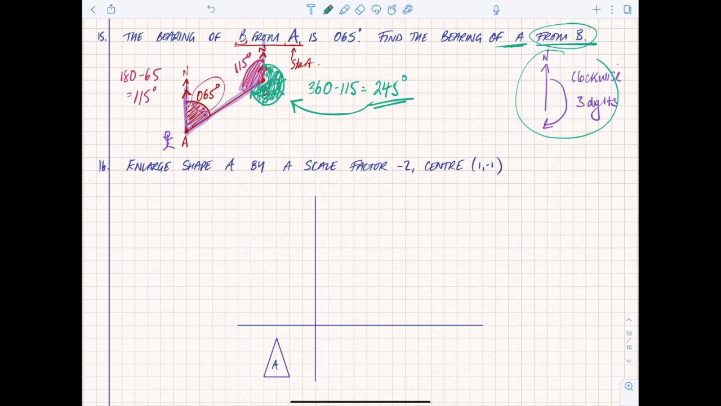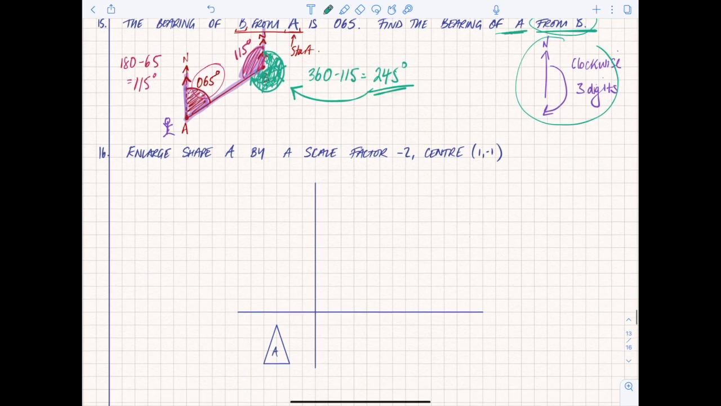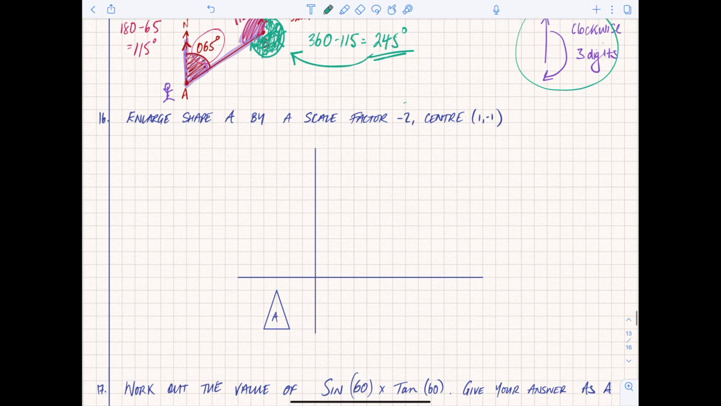Right, next one, question 16. Enlarge shape A by a scale factor -2. So this is a negative scale factor. Negative scale factors flip the shape and also make it bigger. So it's really important. This only comes up in higher, doesn't come up in foundation at all. So whenever you've got a negative scale factor, it will flip the shape upside down. And it tells you the centre is 1, -1.